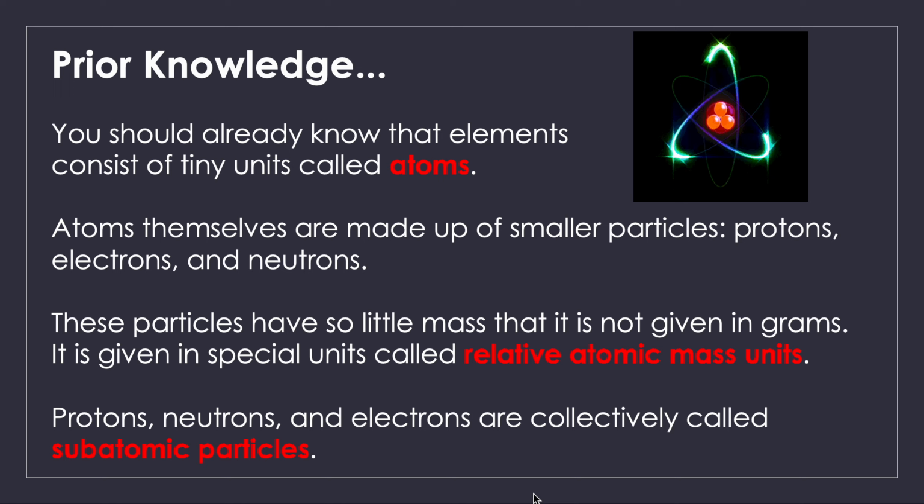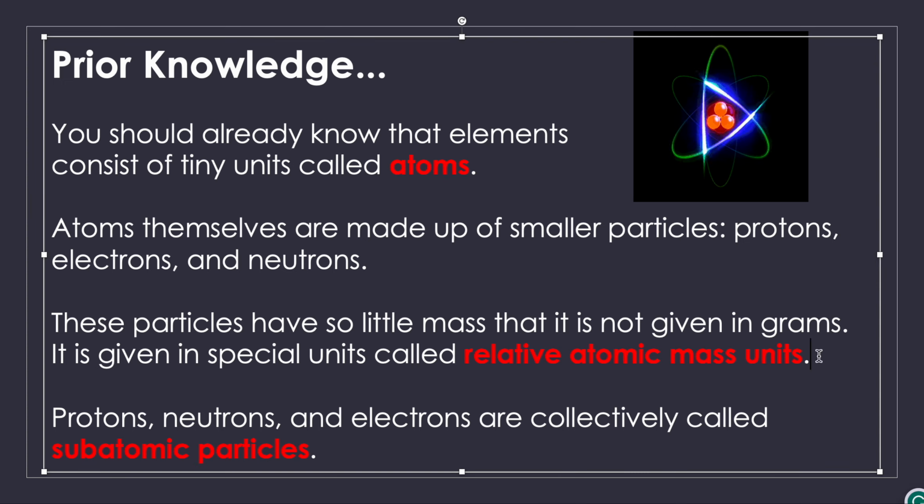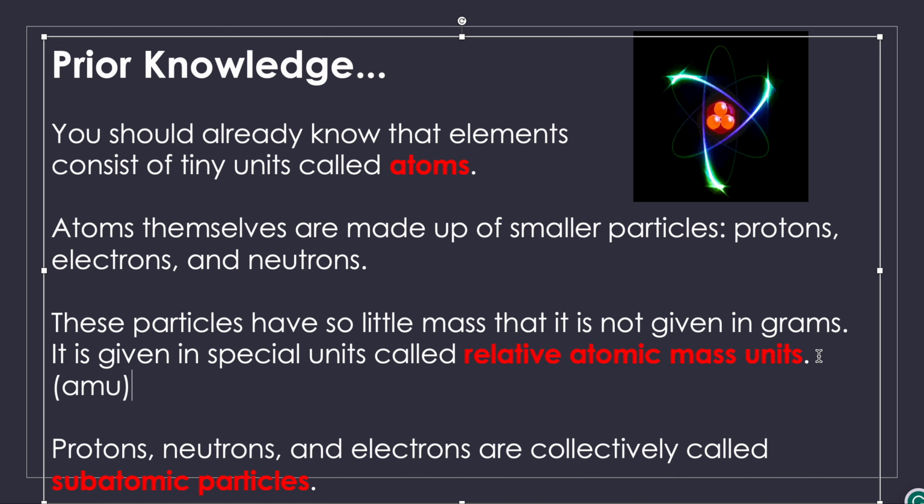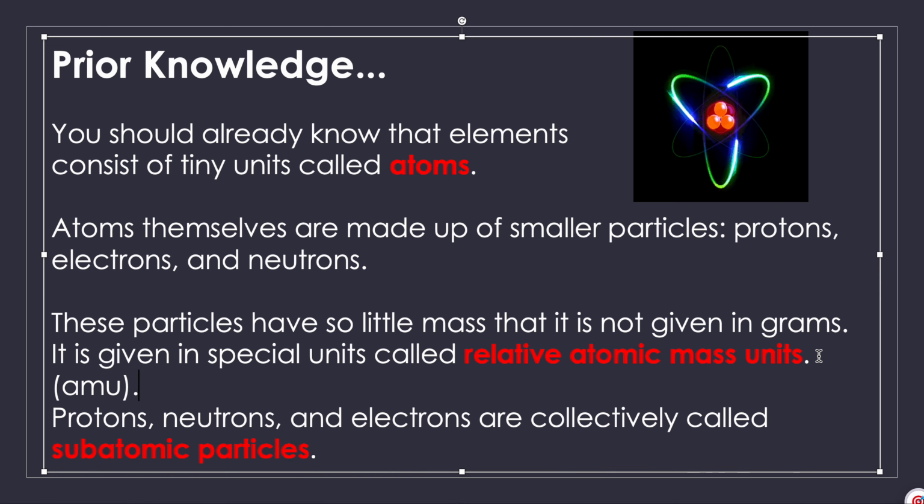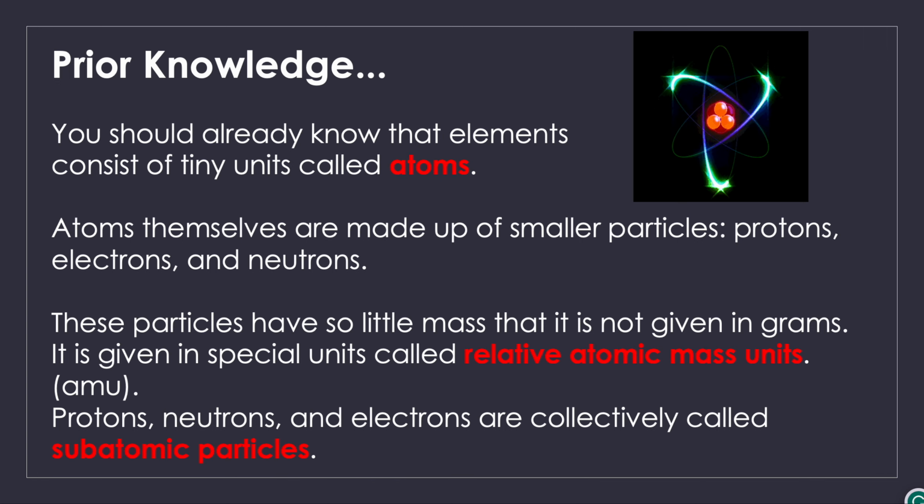These particles have so little mass that we use something called the relative atomic mass, or atomic mass units. Sometimes you can see it written as AMU, atomic mass units, in order to identify the mass of these substances. When we have this relative atomic mass, we need to distinguish which ones are heavier and which ones have more or less the same mass.